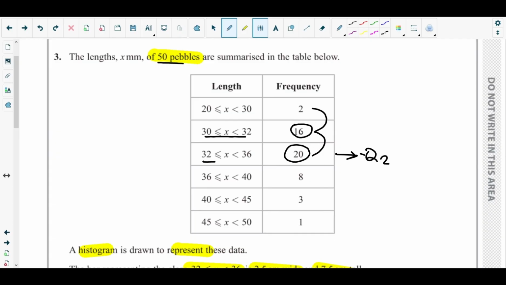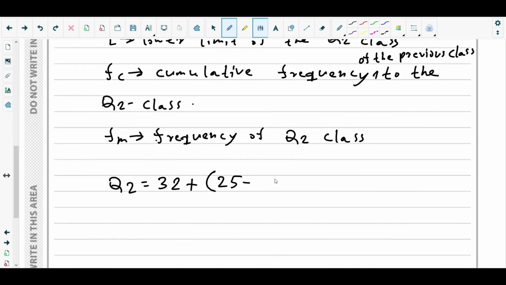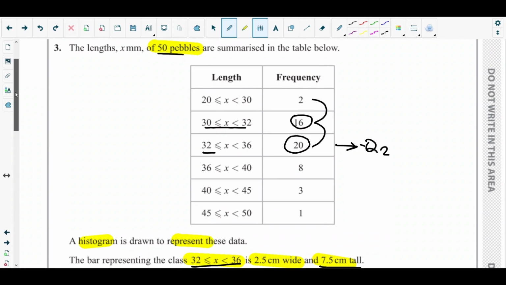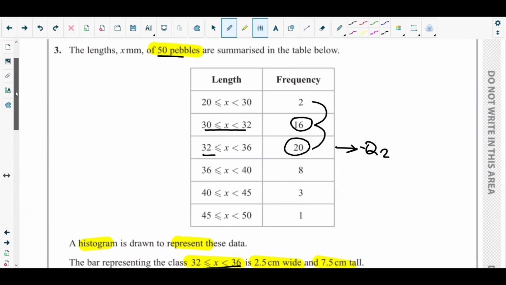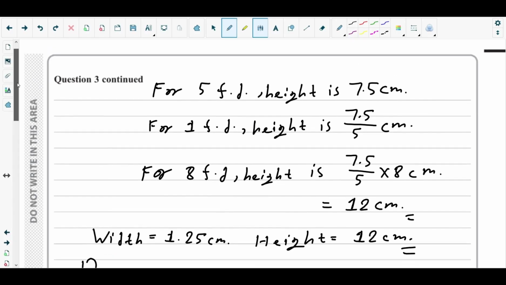2 plus 16, that is 18, right? So n/2 minus 18 times h. H is the class width of the median class over the frequency of the median class, that is 20. Am I right? Class width is not 2, it's 4. Okay, class width is 4, and the frequency of the median class is 20. Fine. So 4 over 20.